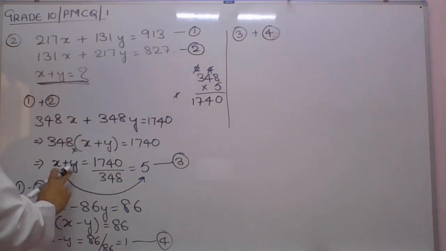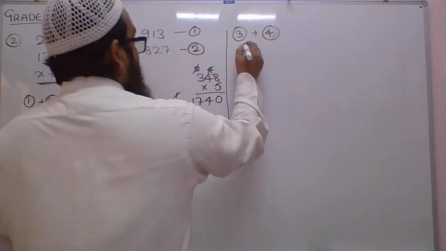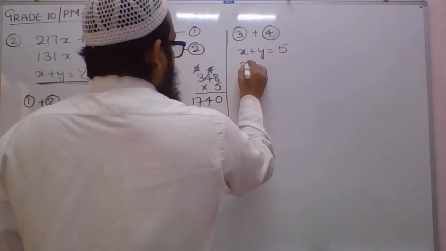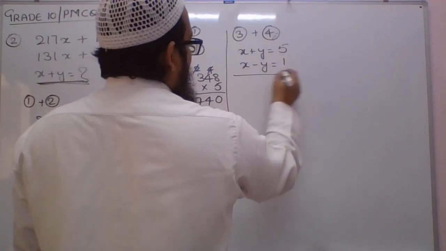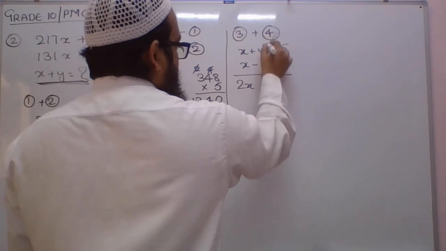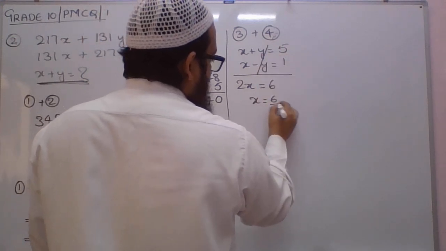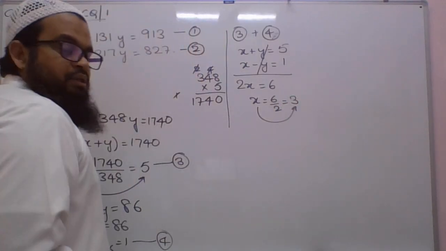Why? The sign of y is plus here and here the sign of y is minus. So let me add these two. x plus y is equal to 5, x minus y is equal to 1. When I add these two, x plus x is 2x, and y plus minus y gets cancelled, equal to 6. So x is equal to 6 by 2, that is equal to 3. You got x is equal to 3.